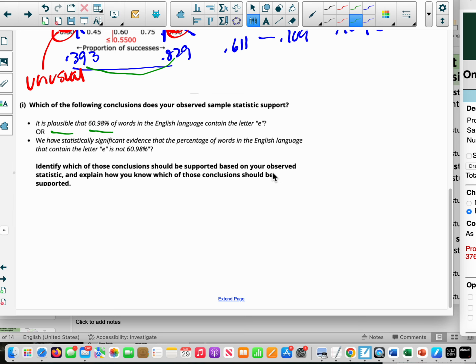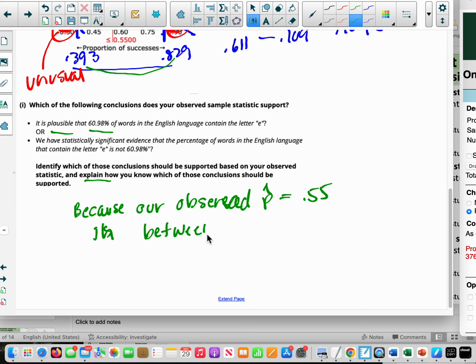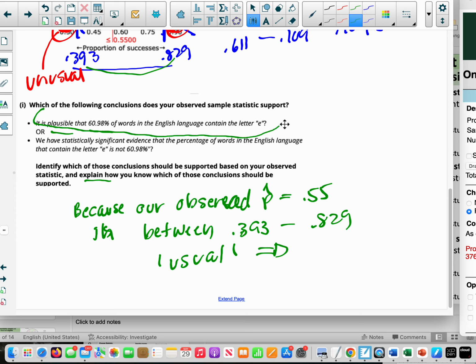And to show this and defend and explain this, we would say because our observed p hat, which is equal to 0.55, is between 0.393 and 0.829, it's considered usual, meaning that it is plausible that 60.98% of the words in the English language contain the letter E.